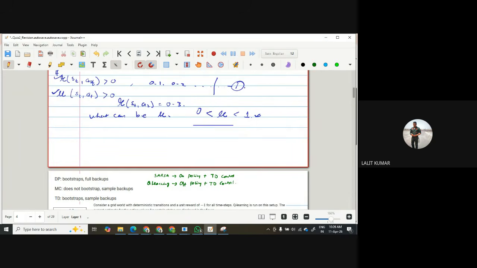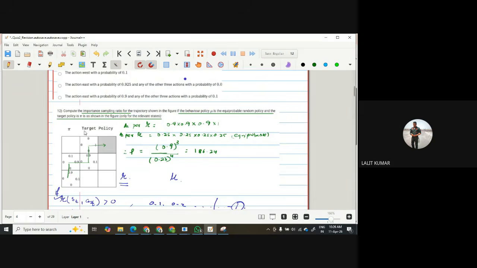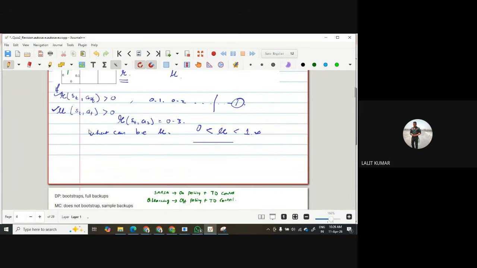Now we come to a concept called the importance sampling ratio. Someone asks why it was not equal to 1. We will come to that question, because there were 4 actions in that. Okay, we'll see that. Let's see this. So rho, the importance sampling ratio, is the product of pi divided by the product of mu for all the steps.